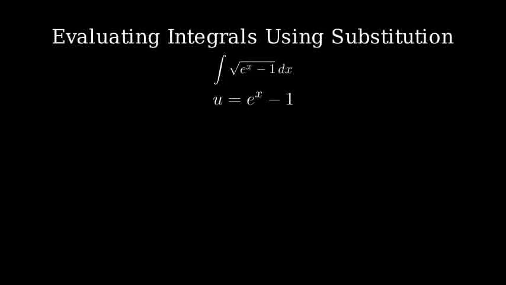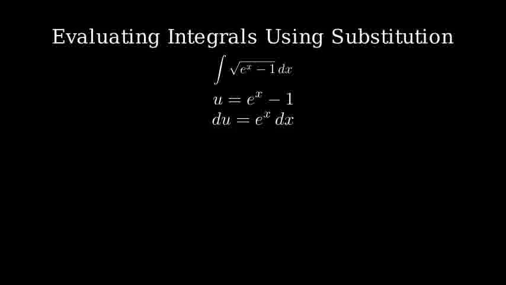In this problem, let's try substituting u equals e to the power x minus 1. The reason why we choose the substitution is that the square root term can be simplified directly to the square root of u. We then need to determine dx in terms of du, so we take the derivative. du equals e to the power x dx. Next, we'll solve for dx.